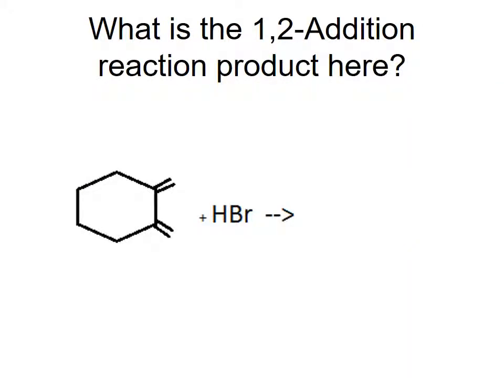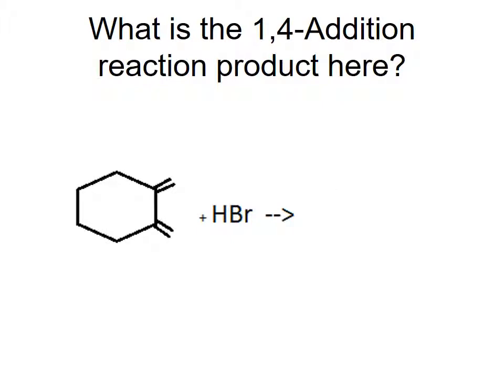So, what is a 1,2 addition reaction product here? Draw it. Okay, if the proton adds here, the bromide's going to add there, because that's 1, that's 2. Alternatively, you could have the double bond here and the bromide here. It's equivalent. There's no difference in the products.